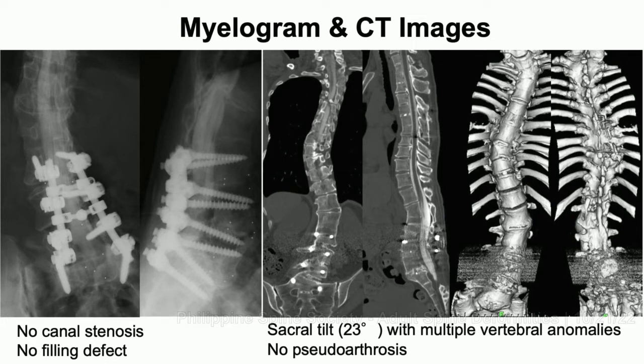In order to evaluate whether she had canal and foraminal stenosis, we performed myelography followed by CAT scan. You can recognize solid diffusion to the lower lumbar spine with sacral tilt of 29 degrees and the existence of multiple vertebral anomalies from upper thoracic to the sacrum.